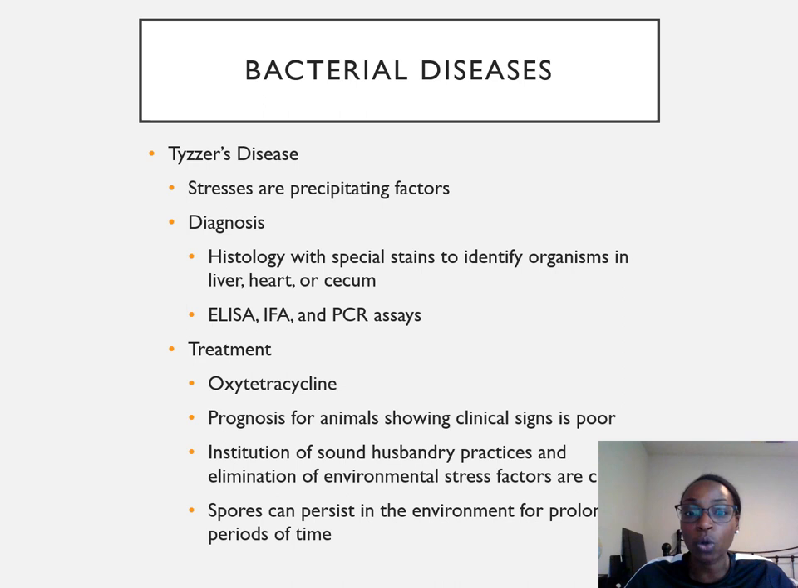So the best thing that we can do is ensure that we have really good sound husbandry practices, right? So cleaning routinely, the animals' cages are being sanitized routinely, and also just eliminating any type of stressful factors. So not housing them around loud animals, not overcrowding them, making sure that the ventilation is proper. All of those things can be prevented, right? And so again, when we can prevent these stressors, then it's not likely that they will develop Tyzzer's disease.